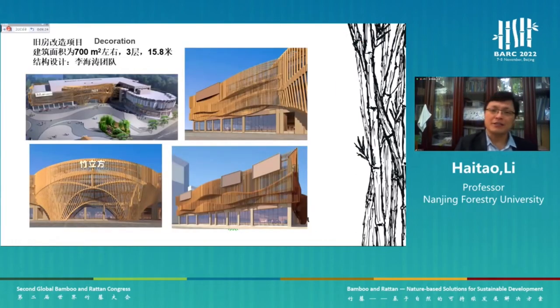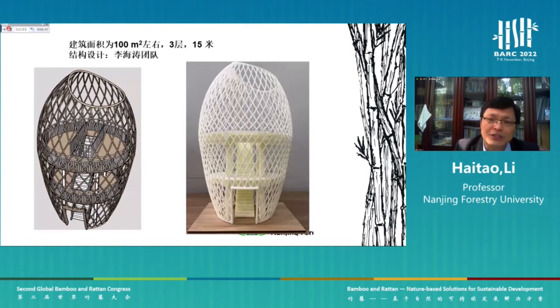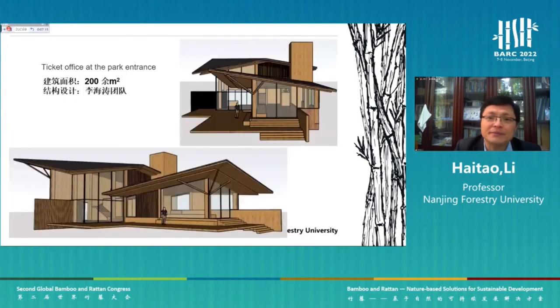This project is still under construction. It will be finished this month. The project has a building area of 700 square meters. It has three stories, and the total height is about 15.8 meters. Now we have just finished another project. The outside of this building will be set up in the coming months. Originally, we tried to use laminated bamboo lumber as the floor. Due to some reasons, now we may choose screen burn bamboo. This is another project designed by our team. It's a pity that this project hasn't been finished, because the owner chose another building material.